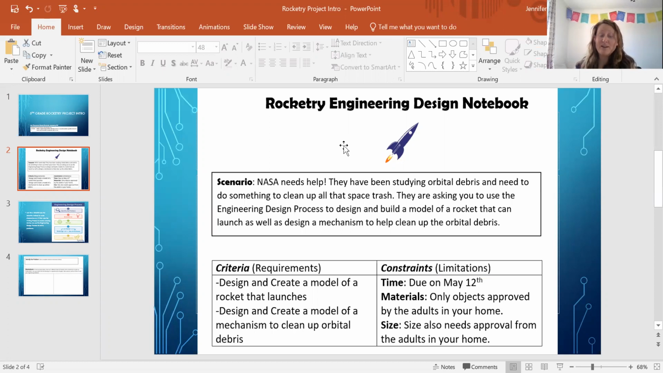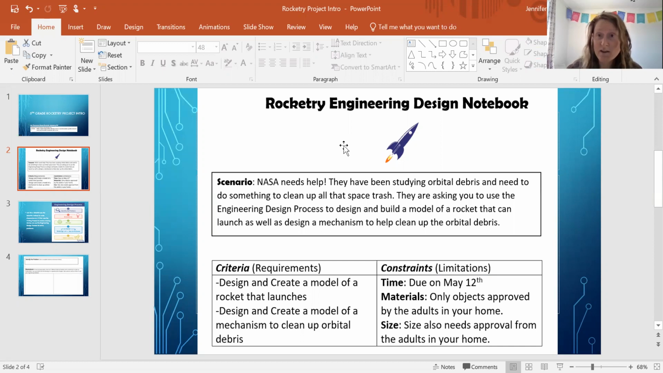All right, so your criteria, or the requirements for this project, is that you need to design and create a model of a rocket that launches. We'll talk more about potential materials, designs, and things like that as we go, but you also researched that yesterday, so hopefully you have a good idea. And then you need to design and create a model of a mechanism to clean up orbital debris. So something in your rocket has to be able to clean up orbital debris, and you have complete creativity to take that however you would like.